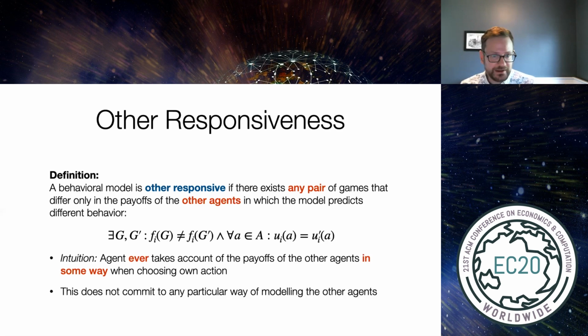Okay, so what this is saying is that if I ever change my behavior just because some other agent's payoffs have changed and not mine, then I'm responding to the other agent's payoffs. Okay? So notice this is super duper weak. I'm not committing to any particular way of modeling what the agents are going to do. I'm not grounding this out in how the other agents are going to behave. I'm literally just saying if it's possible to change my behavior at all just by changing what the other agents are going to get, I must be thinking about them somehow.